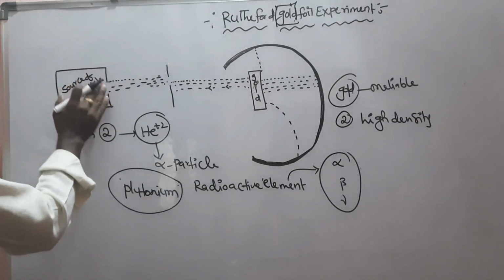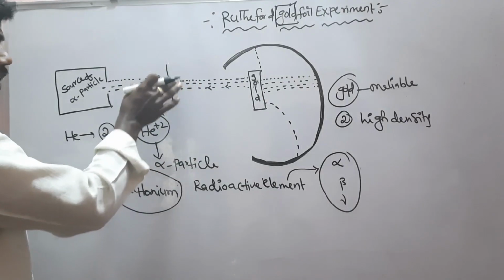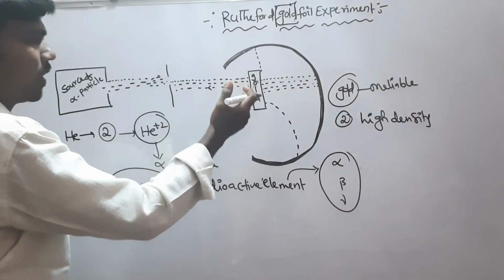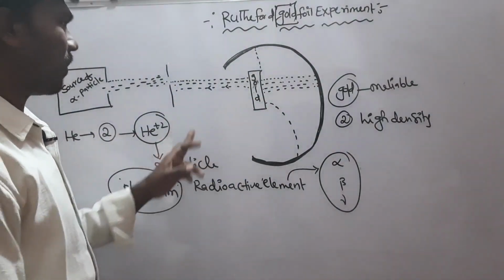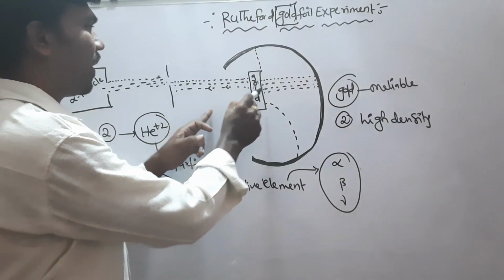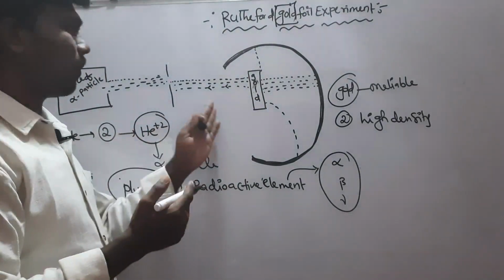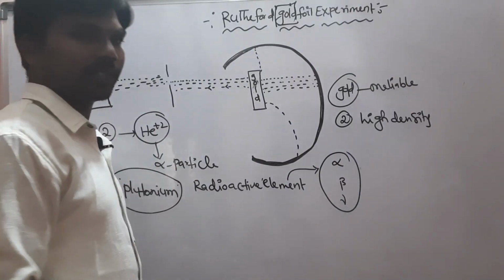This source will release a bunch of alpha particles at a time. By using this slit, we are controlling the flow of alpha particles. We are allowing only one alpha particle at a time to make collision with the gold foil. When these alpha particles collide with the gold foil, Rutherford made three observations.